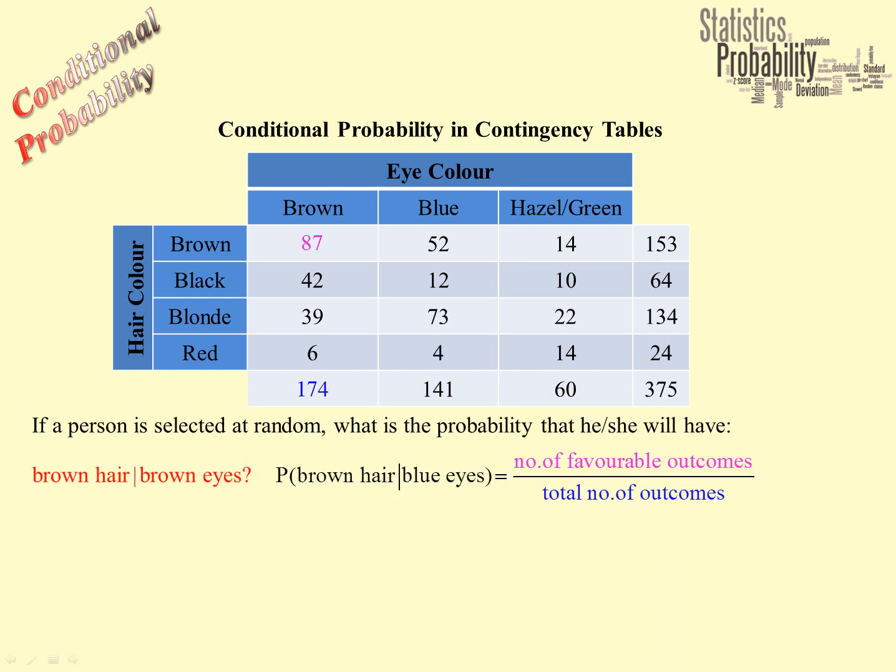Aha, a conditional probability. Brown hair given brown eyes. So now we already know the person has brown eyes, so we're only looking at that. We're no longer looking at that total. We're looking just at brown eyes because that's what is given. And brown hair, they're 87, so therefore 87 over 174. And there's conditional probability.